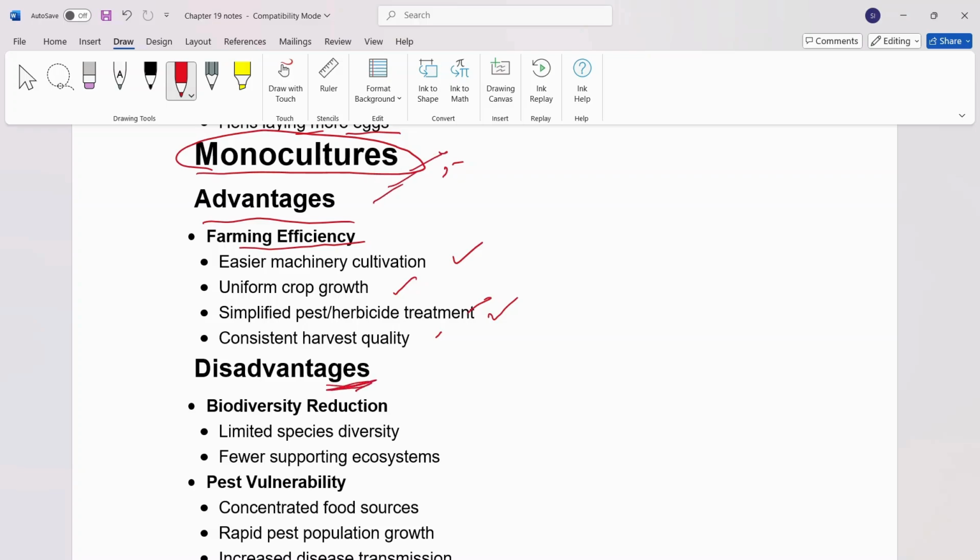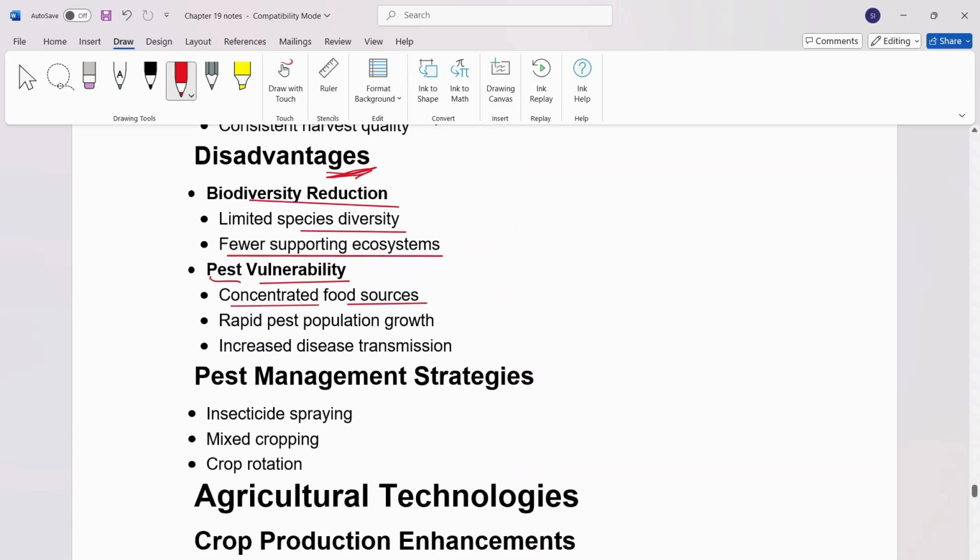Then disadvantages: biodiversity reduction, limited species diversity, fewer supporting ecosystems. Next we have pest vulnerability, concentrated food sources, rapid pest population growth, increased disease transmission. Now let's talk about pest management strategies. Number 1 is insecticide spraying, number 2 mixed cropping, and then crop rotation.